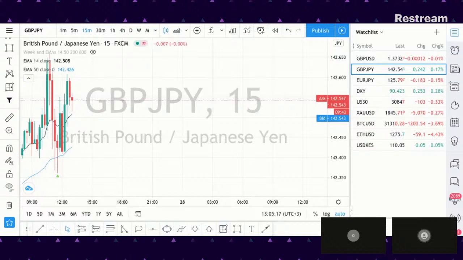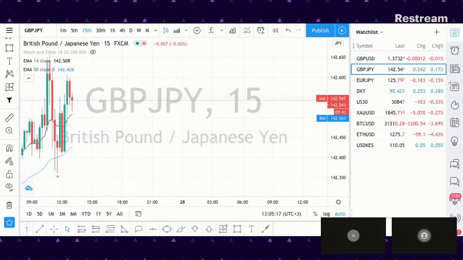So let's see how a trade is doing. Currently, price has broken the high Asian session. Price is above the high Asian session. This is the next high, the high of today.